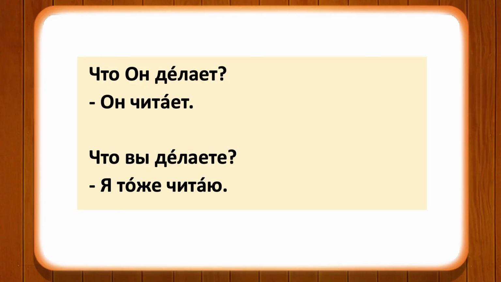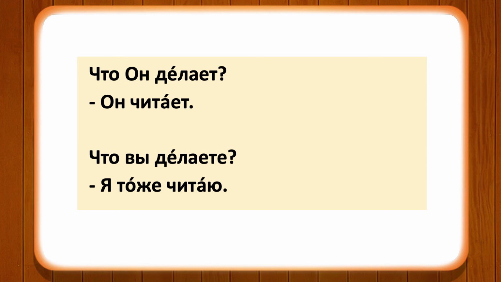Let us use these two verbs читать and делать in a sentence and see how the present tense forms can be used. Что он делает? It means what is he doing? Answer could be он читает. He is reading. What is he doing? He is reading. Что он делает?